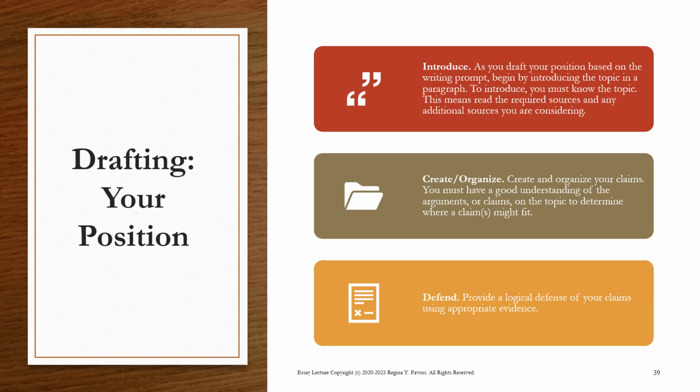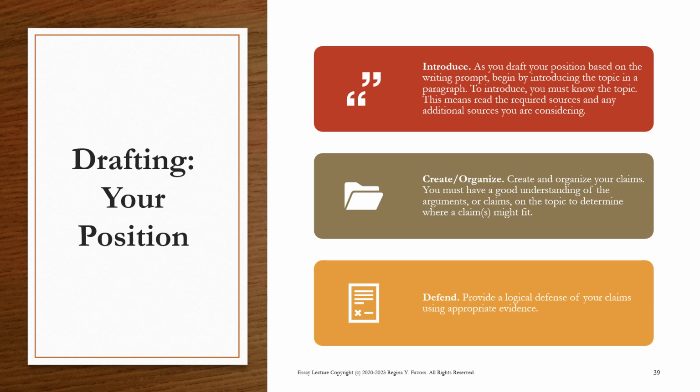You must have a good understanding of the arguments or claims on the topic to determine where a claim might fit. So it might really be a good idea to create a table, and do each individual source first. So that will be the title, the author's name, what the author's thesis is, what the claims on the topic are, any counterclaims the author uses within his work, and then whether the author actually ends on his rebuttal.